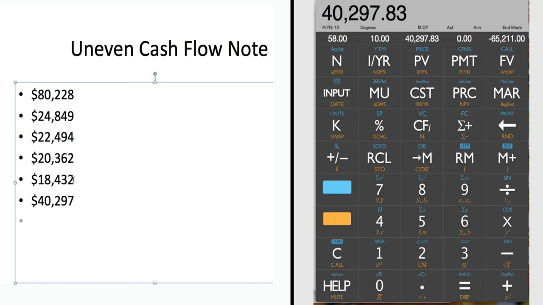40,297. And then if we add all those up, and I'm going to do that right now, let's compare it to what we get when we pop in using Day Development's little cash flow tool that I really just got turned on to basically just today to really remember how to use it. 22,494, 23,362, 18,432, 40,297. Okay, so basically the total for that is 206,662.